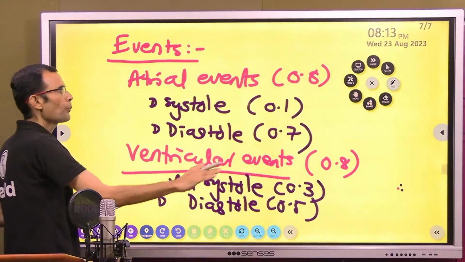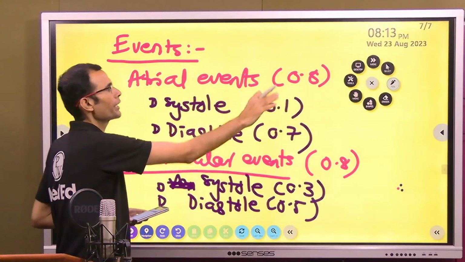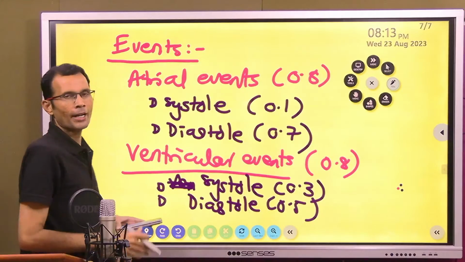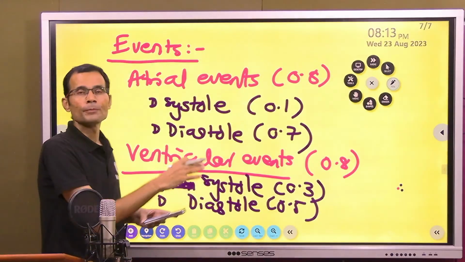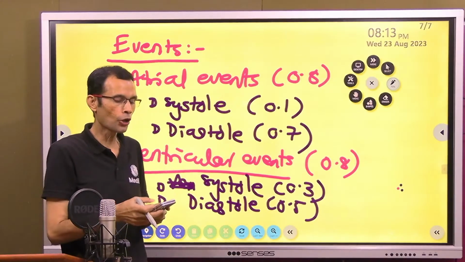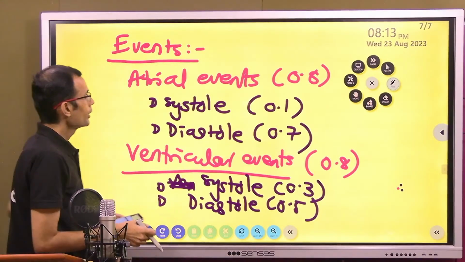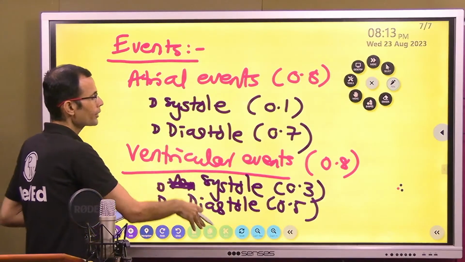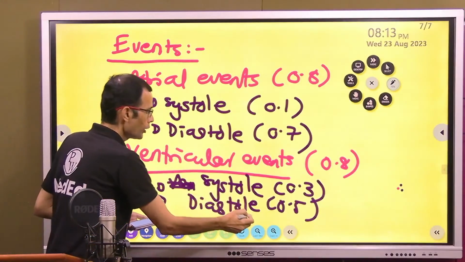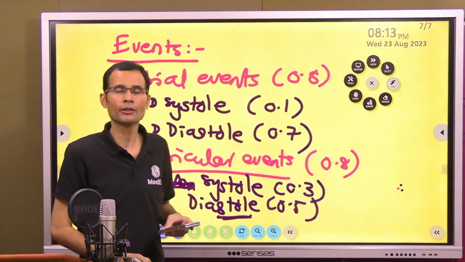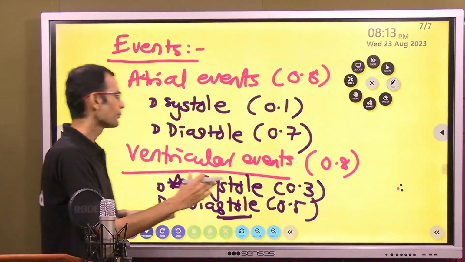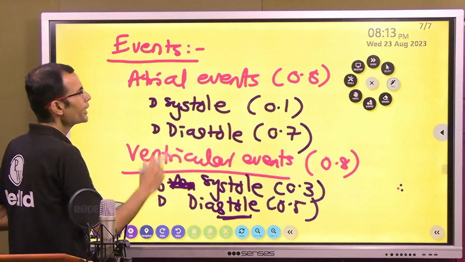For the same 0.8 seconds duration, something is going on in the atria, and at the same time something is going on in the ventricle. And as I mentioned, as the heart rate increases, cardiac cycle duration becomes shorter and shorter. So ventricular systole and diastole both will decrease in duration, but ventricular diastole is the worst sufferer. Its duration will be shortened to a much greater extent. So that is about the events.